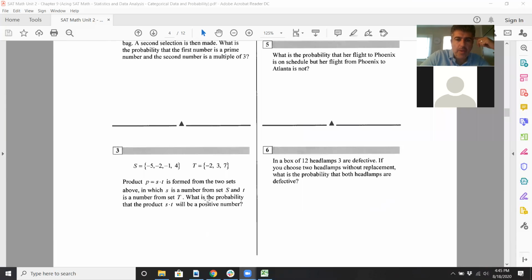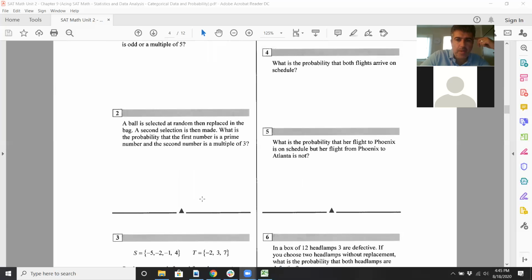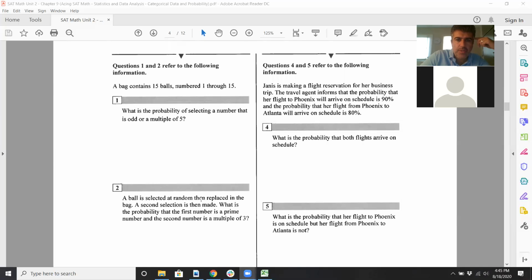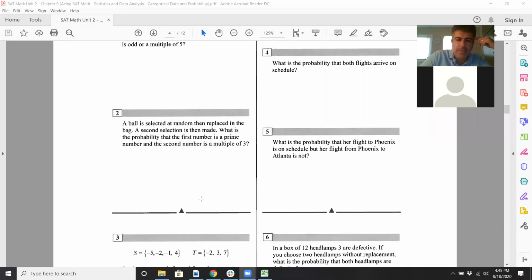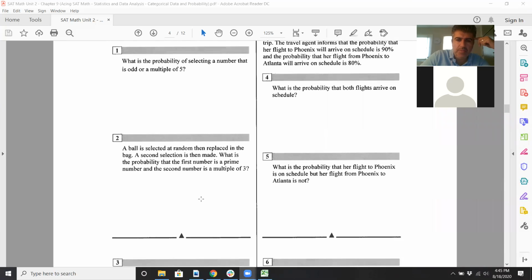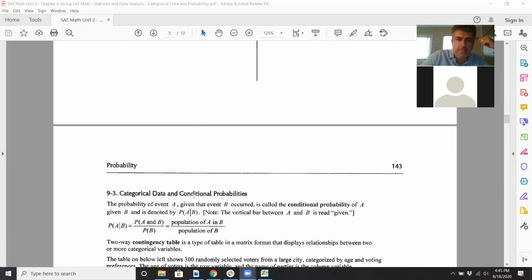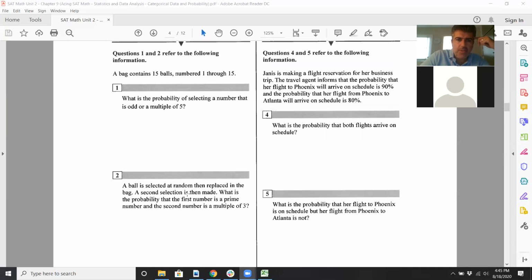So here are some good problems we could try. I'll just do the first 2, because I'll give you more of a chance to do some in groups. So let's take a look at this one here. A bag contains 15 balls, numbered 1 through 15. What's the probability of selecting a number that's odd or a multiple of 5?